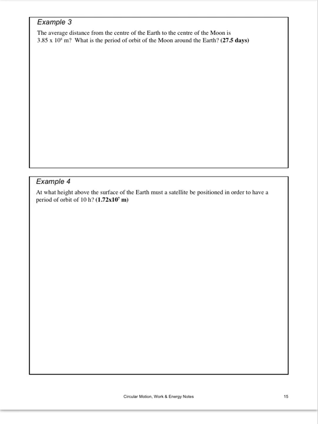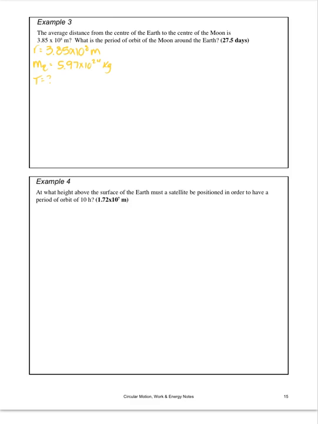So the average distance from the center of the Earth to the center of the moon is 3.85 times 10 to the 8 meters. What is the period of orbit of the moon around the Earth? So again, we have the radius. We have the mass of the Earth. It's on our formula sheet, 5.97 times 10 to the 24 kilograms. And we are looking for T.